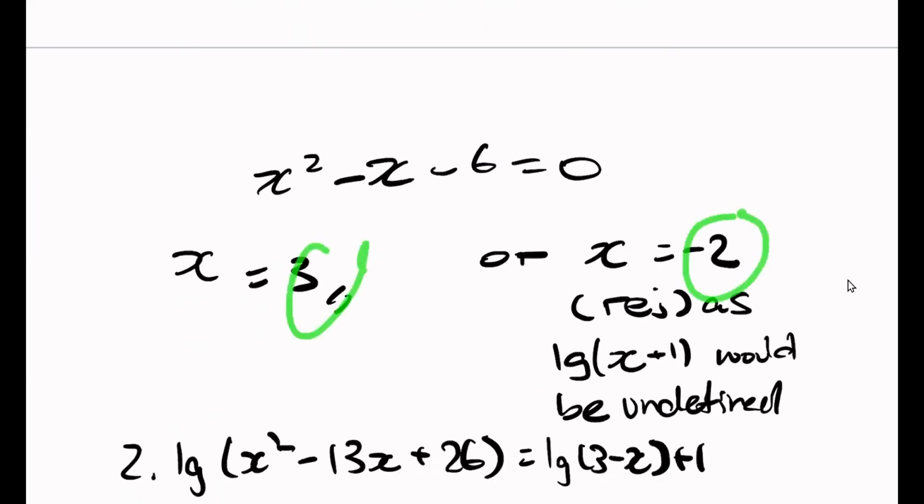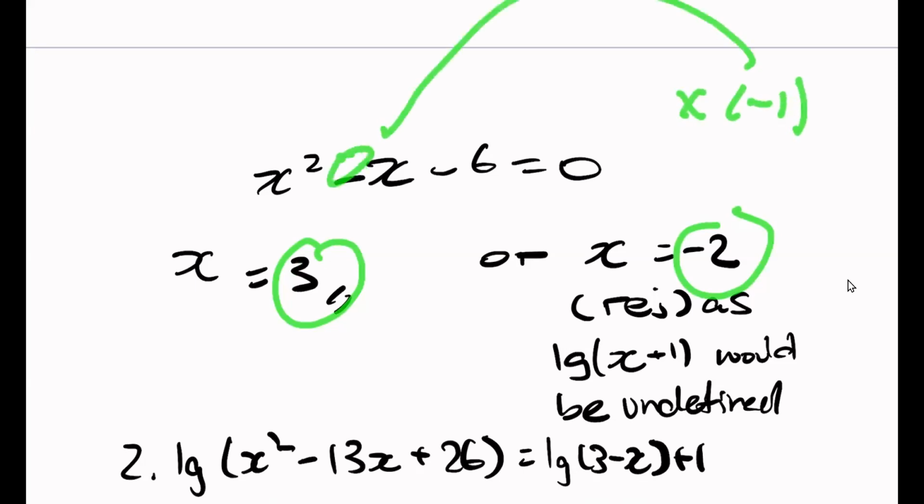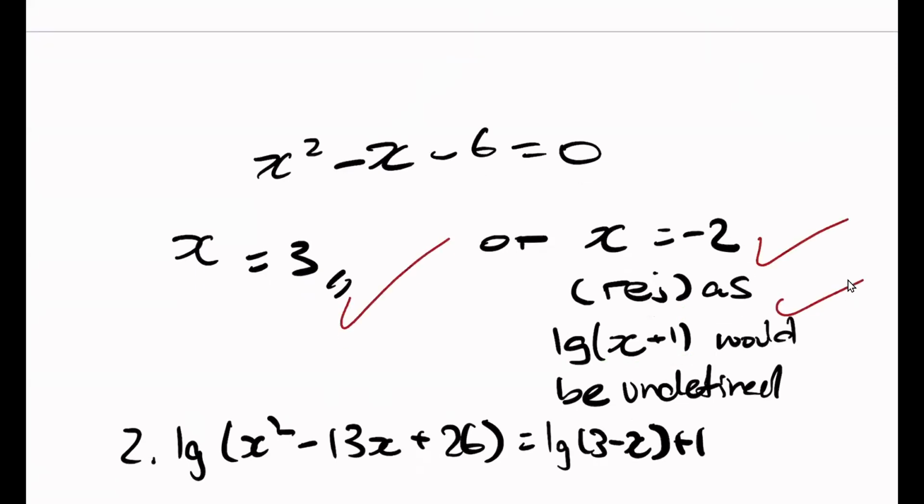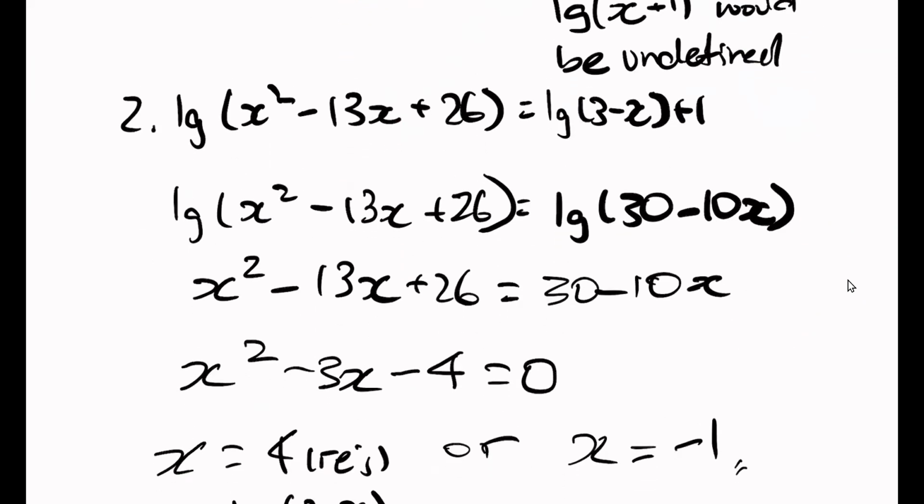3 times negative 2 is negative 6, same, good. 3 plus negative 2 is positive 1. If I multiply by a negative 1, negative 1, same coefficient as x. Okay, must be correct. This one you reject as lg (x plus 1) will become undefined. Okay, good. Yes. Next.